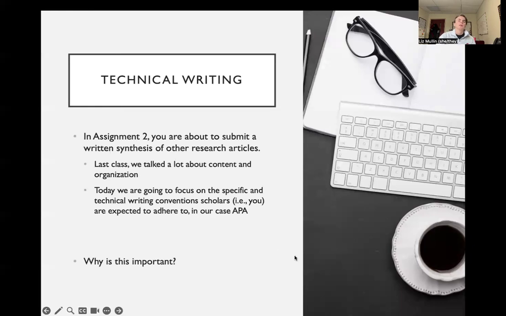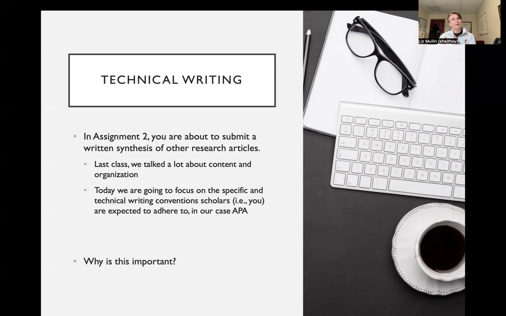So in assignment 2, you're about to submit a writing synthesis of other research articles. So you are pulling together all these papers as a research paper, but you are synthesizing other research papers. As we talked about last lecture, that takes a lot of forethought. You really have to pull those different ideas together. How are the papers similar? How are they different? And synthesize and summarize them in a way that a reader can follow.